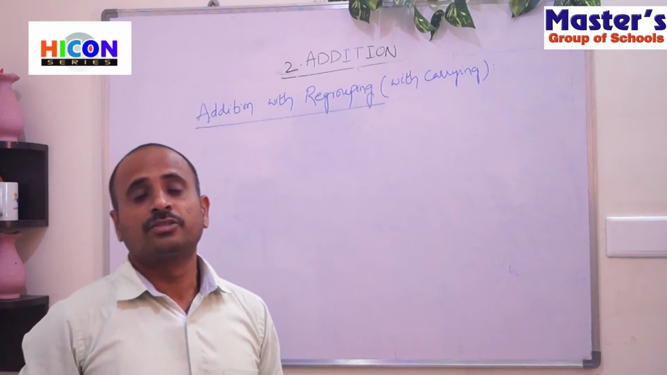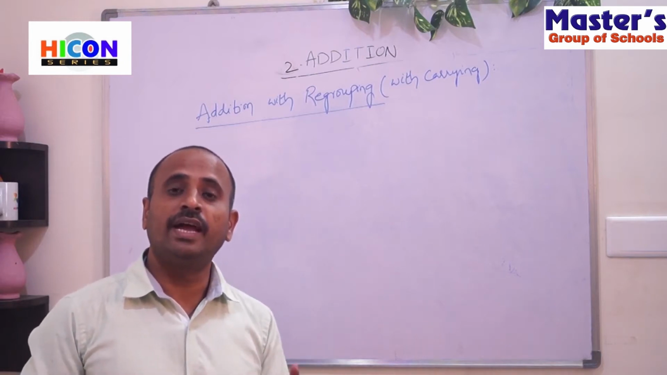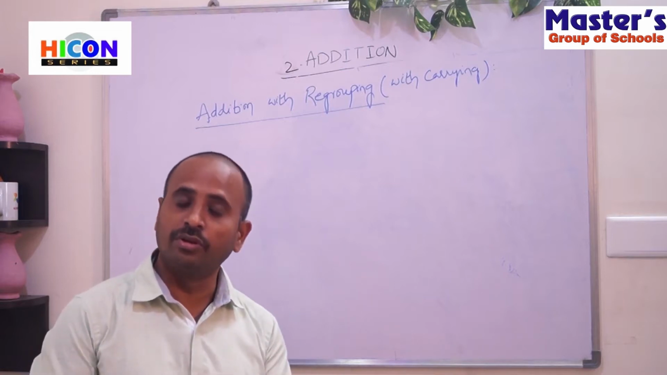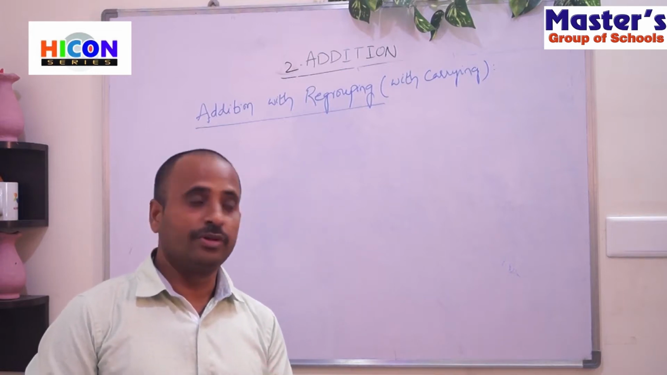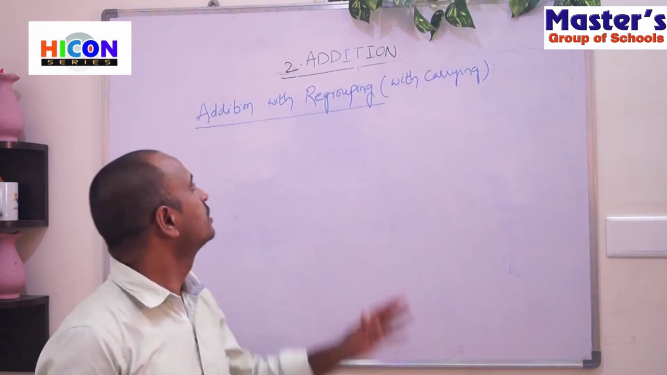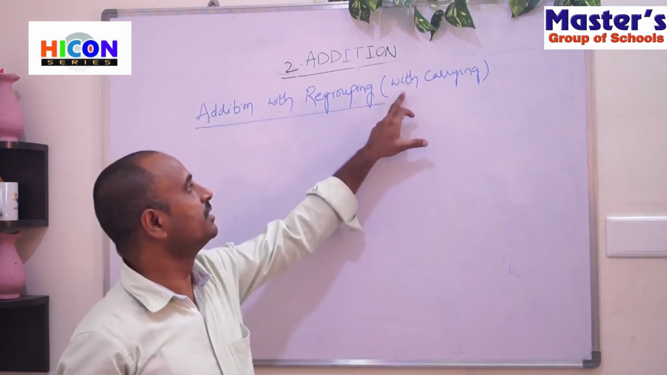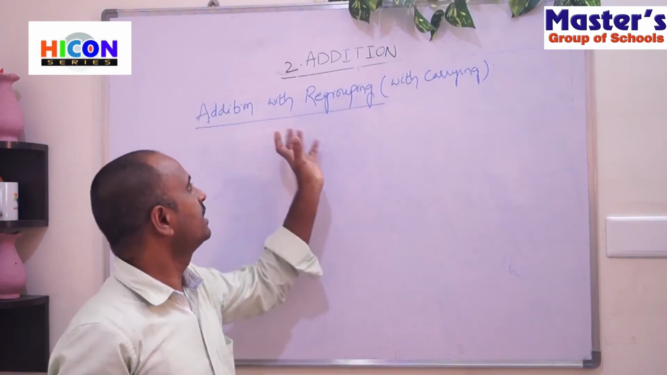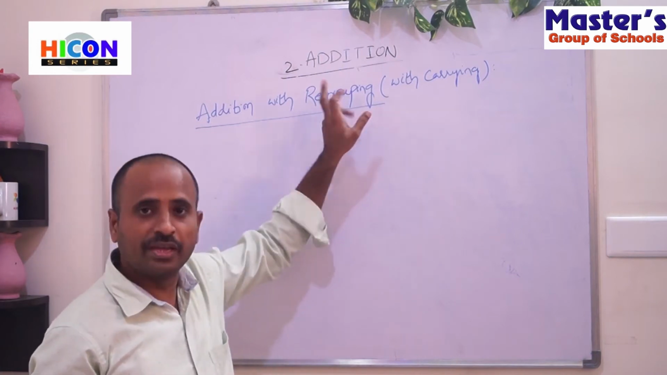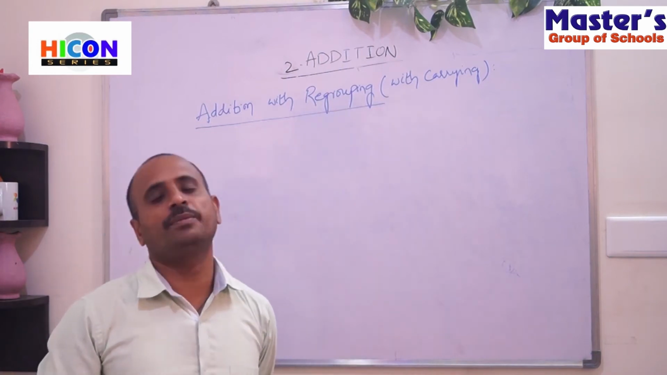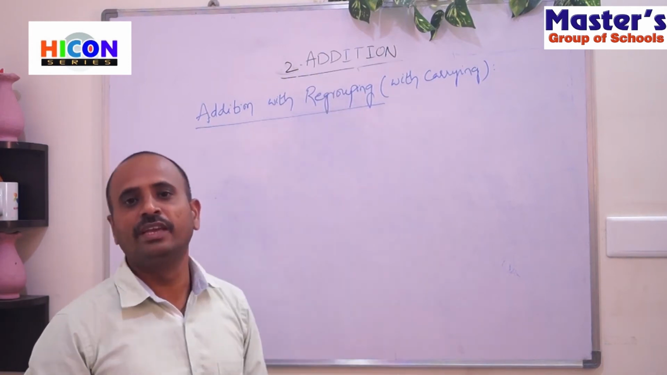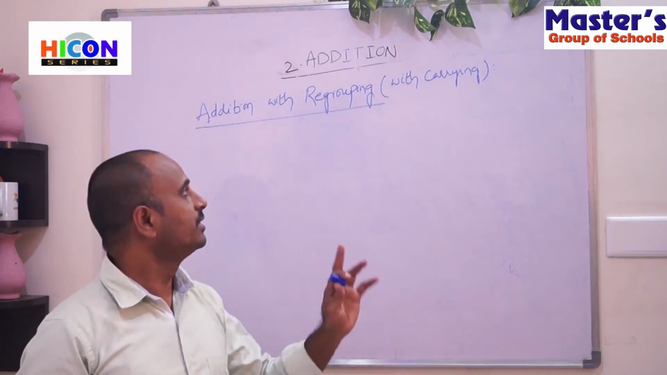So children, up to now we have discussed how to add 3-digit numbers without carrying. That means without regrouping. Now we are going to learn how to add 3-digit numbers with regrouping. That means with carrying. So let us see an example. How can we use the concept of regrouping while doing additions? Let us explain with an example.